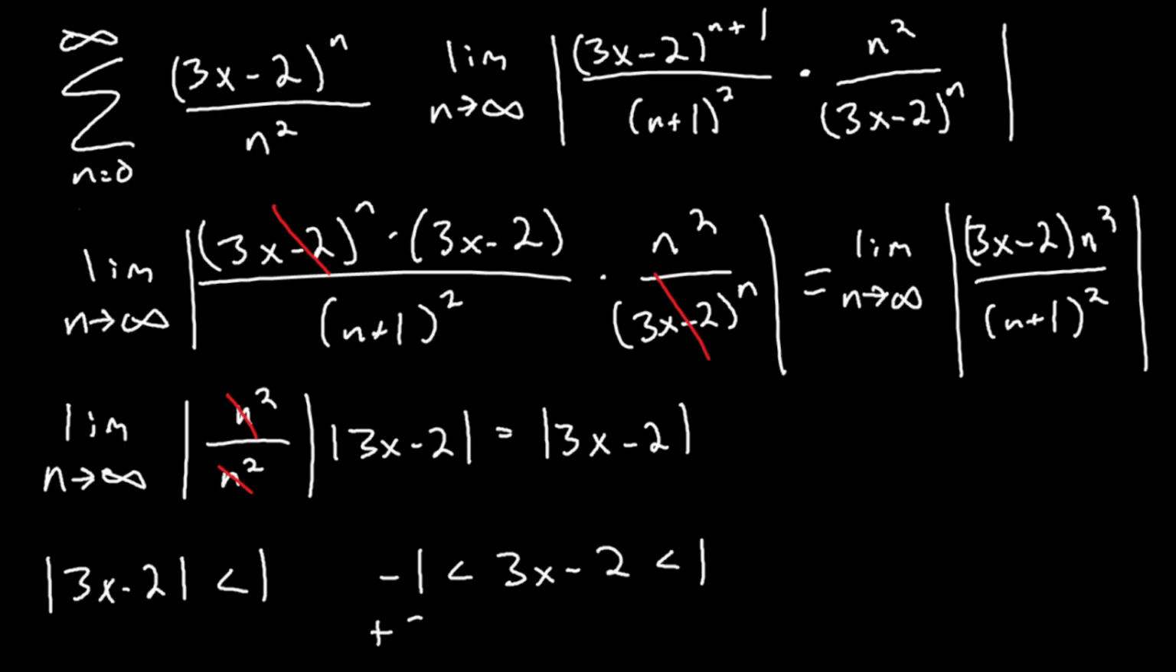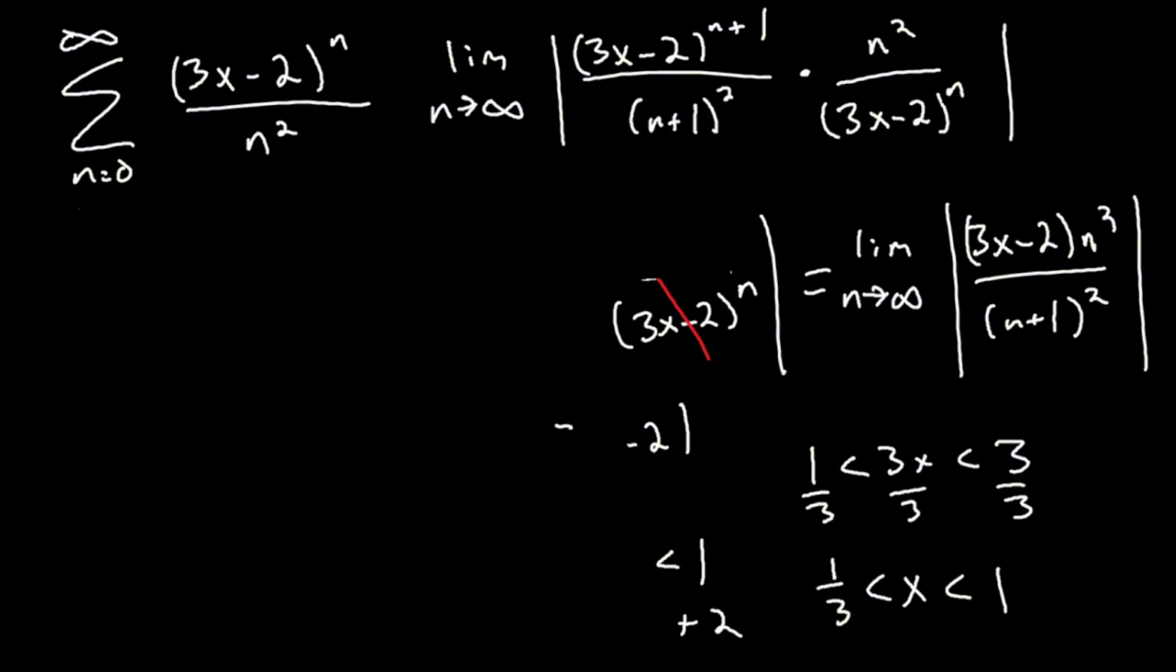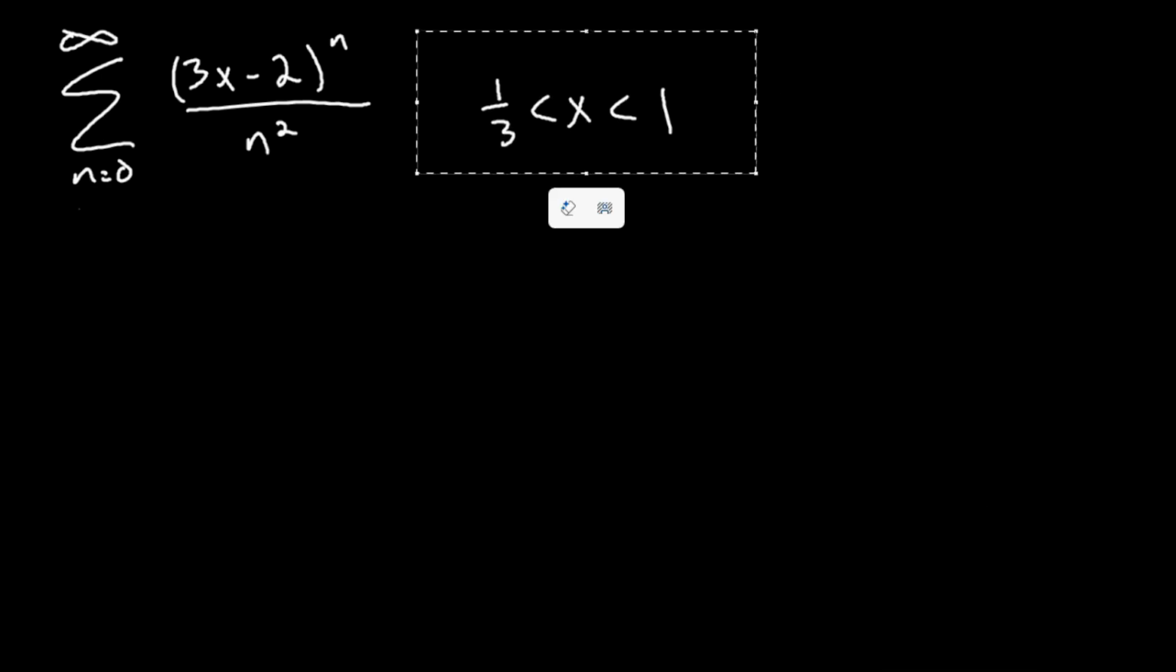If we add 2 onto each term of the inequality, we get 1 is less than 3x is less than 3. If we divide by 3 on each term, you should get 1/3 is less than x less than 1. So this right here is our interval of convergence. But remember, we need to test the end values of the interval, so 1/3 and 1.